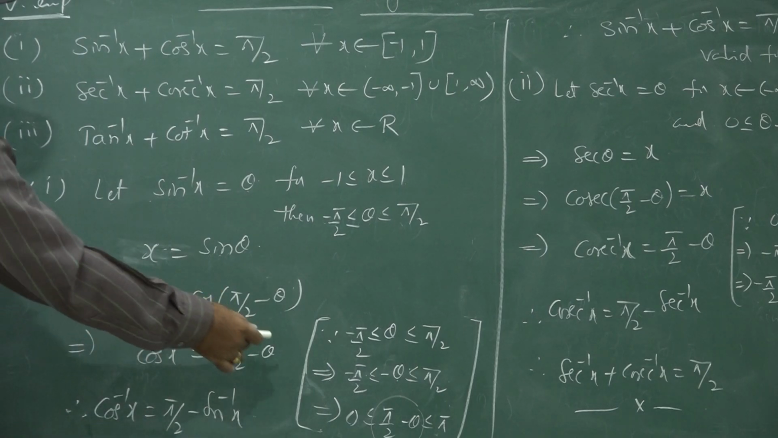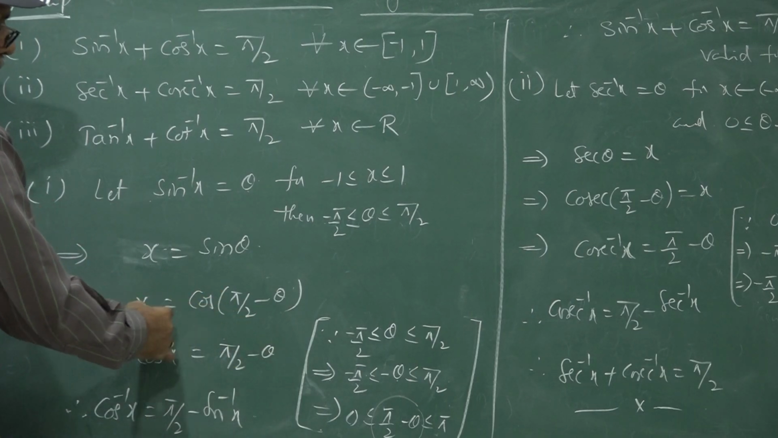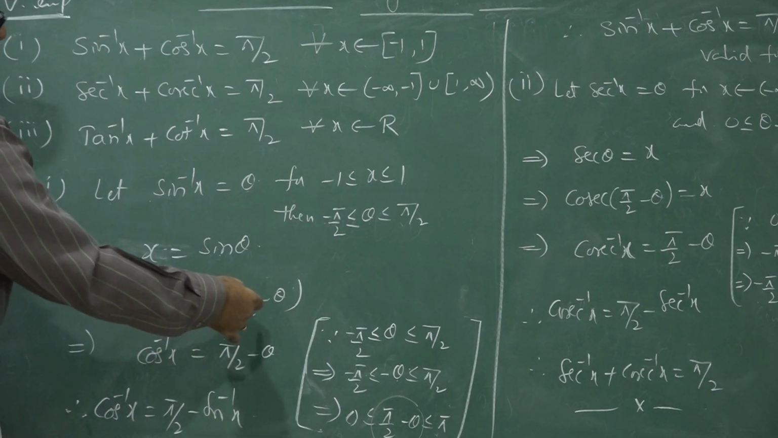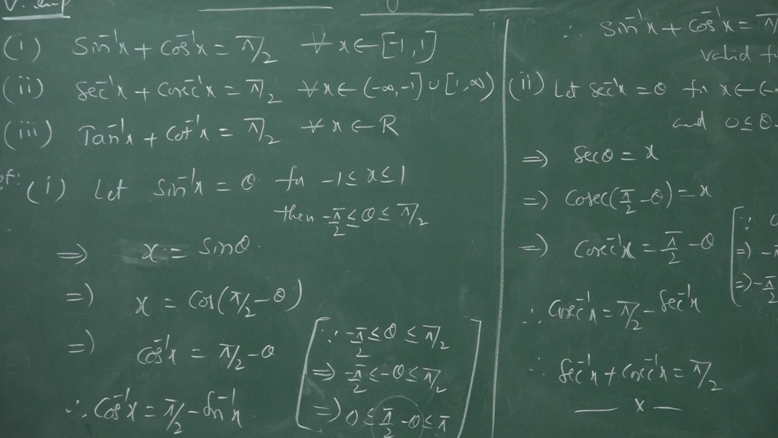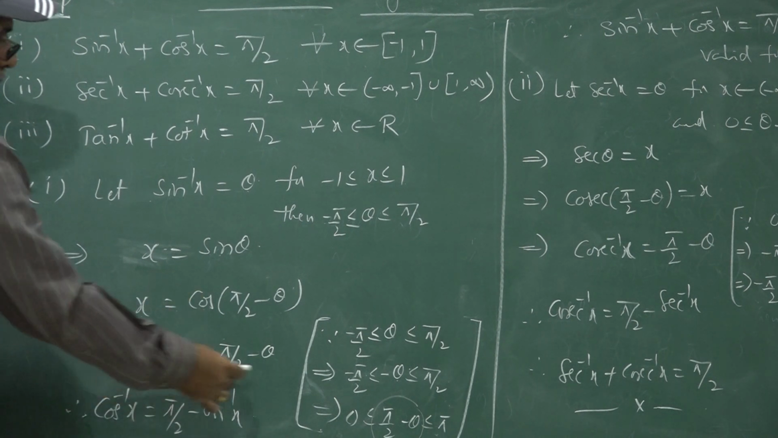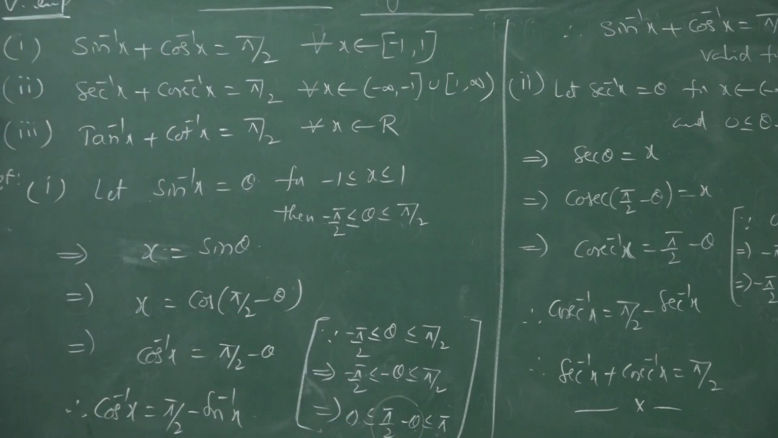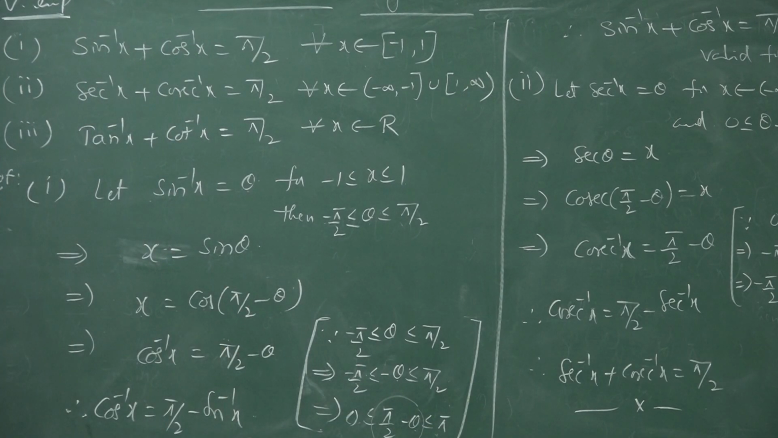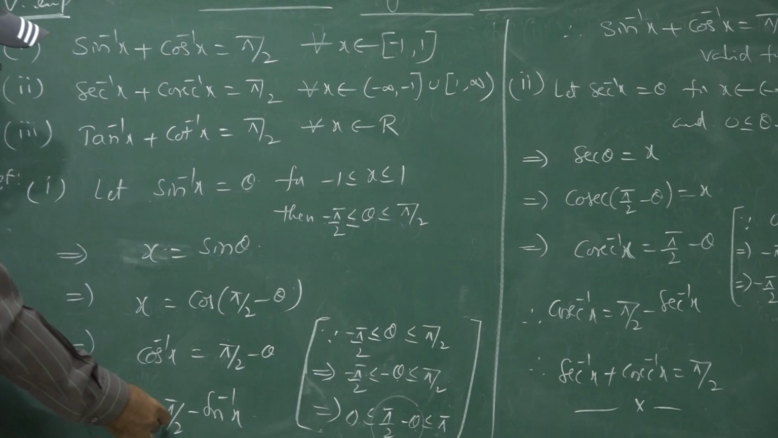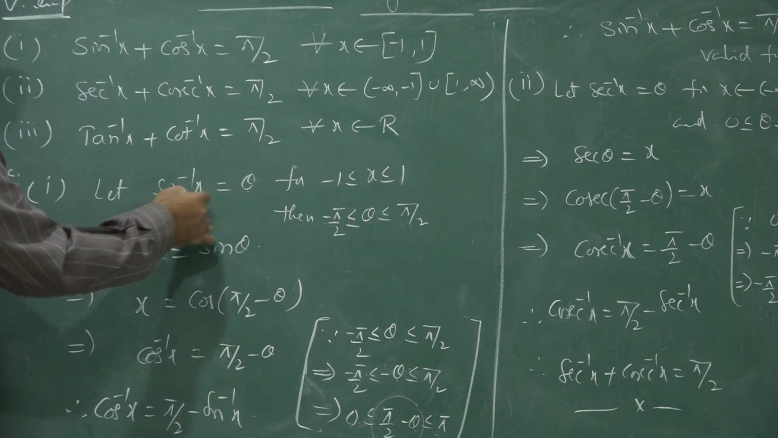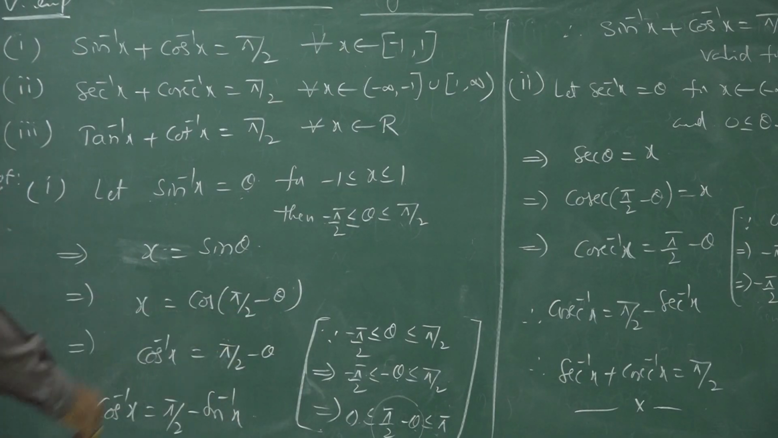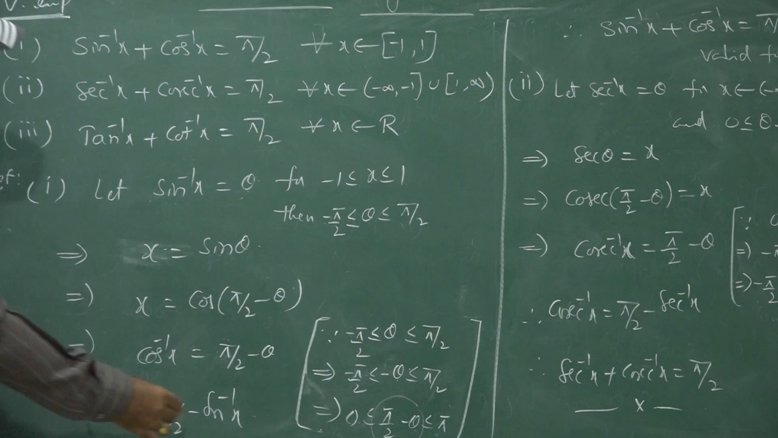So cos inverse exists for this value pi by 2 minus theta, once x equal to cos of pi by 2 minus theta. Here cos inverse exists. Hence, cos inverse is applicable on both sides, because pi by 2 minus theta lies between 0 and pi. So cos inverse x becomes pi by 2 minus theta. So cos inverse x equal to pi by 2 minus what is theta here? Theta is sin inverse x. Hence you can replace theta with its original value sin inverse x.